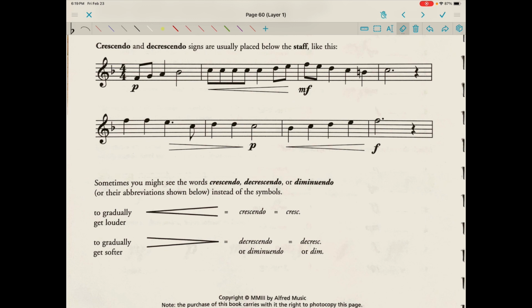Sometimes you might see the words crescendo, decrescendo, or diminuendo, or their abbreviations shown below instead of the symbols. So all of these things mean gradually getting louder: this symbol, the word crescendo, or this abbreviation of crescendo. All of these mean to gradually get softer: this symbol, decrescendo or diminuendo, or the abbreviations decrescendo or dim for diminuendo.